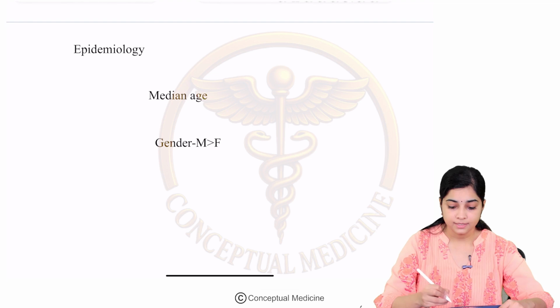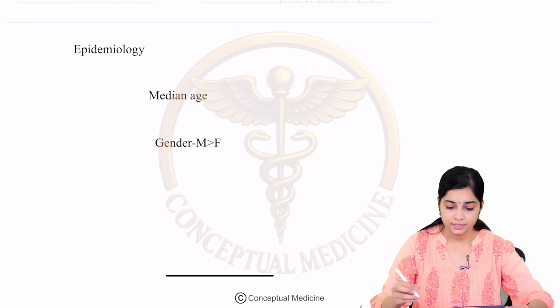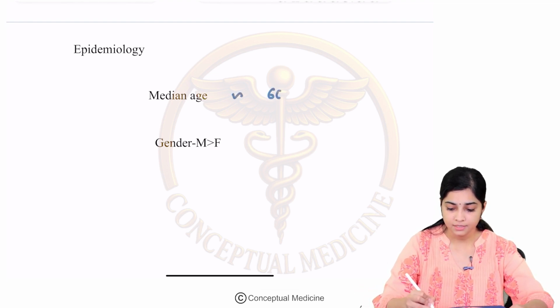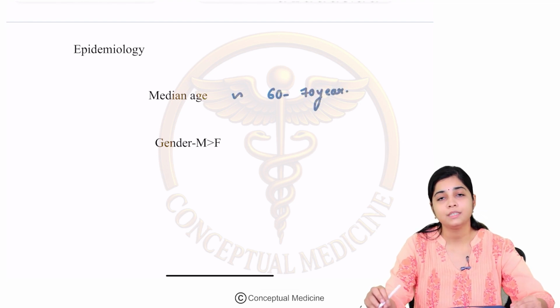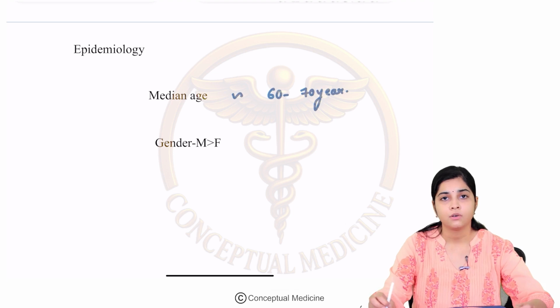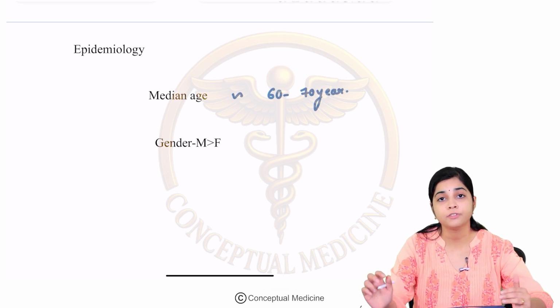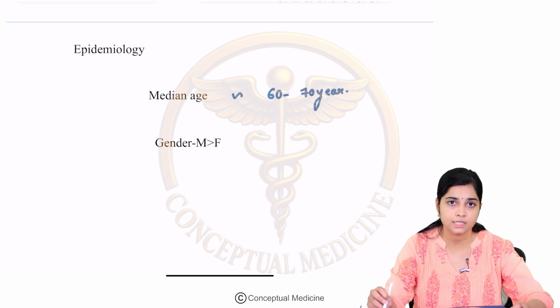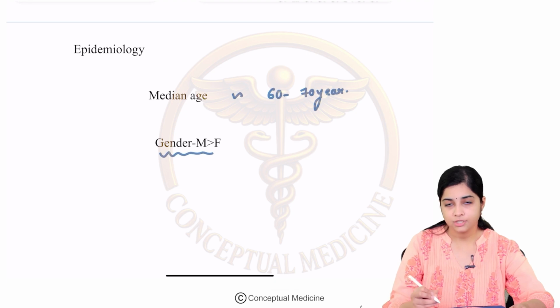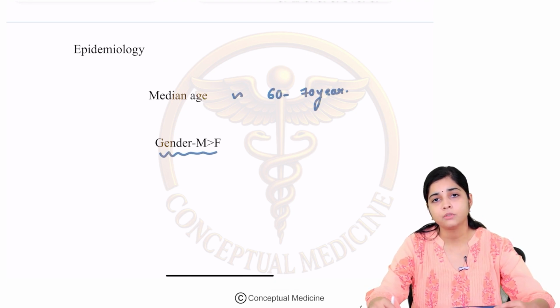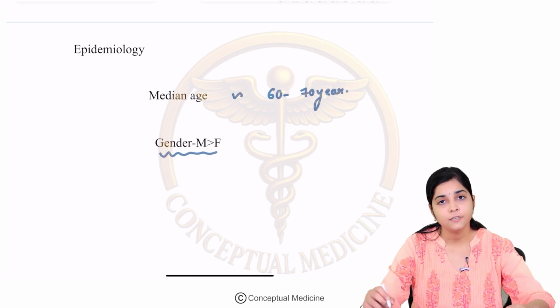Let us understand the epidemiology. AML is basically a disorder of the elderly with an average presentation of 60 to 70 years, which means the 6th or 7th decade, but AML can be found in any age group. Many times nowadays we are seeing a lot of young AMLs in their 20s and 30s as well. When we speak about gender predisposition, AML is more common in males than in females.